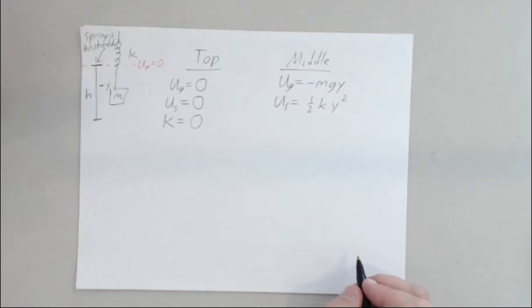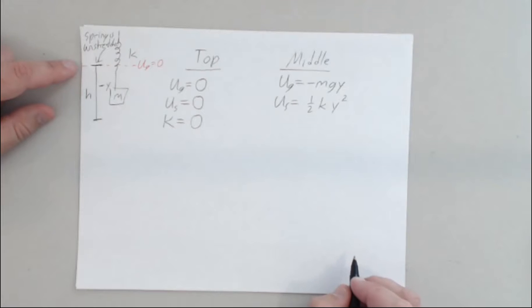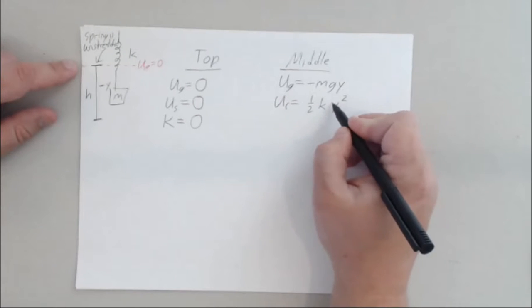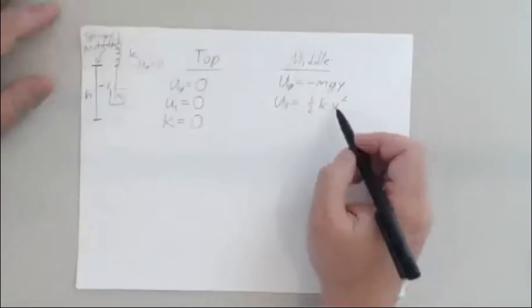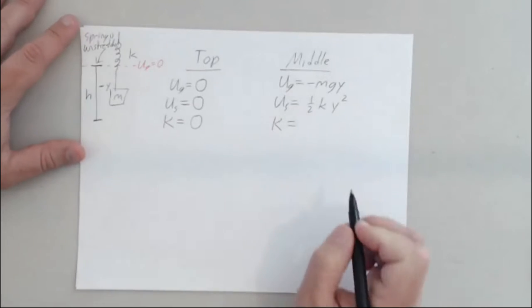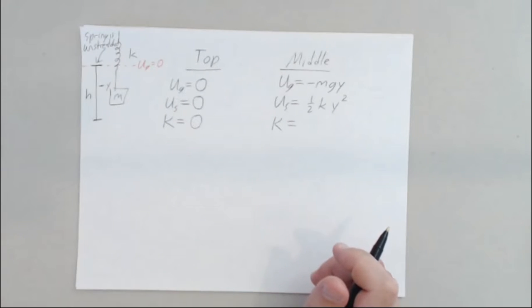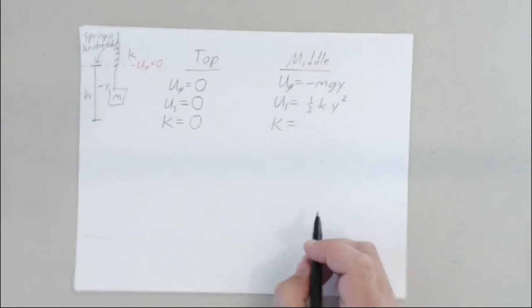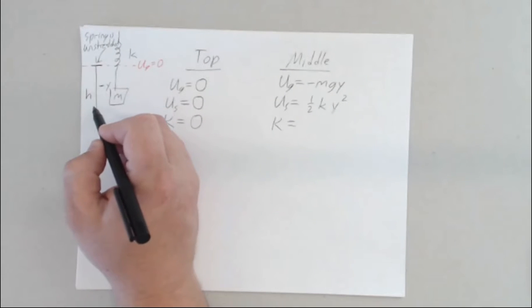Now, it's positive because the spring potential energy is always positive or 0, but it's never negative because it's always relative to the unstretched length of the spring. And if I compress the spring, if I move y up here, that square is just going to take care of the negative, and I'm still going to get a positive number. Okay, how about our kinetic energy somewhere in the middle? Are we going to have some kinetic energy somewhere in the middle? Yes. So we're just going to have 1/2 mv squared.